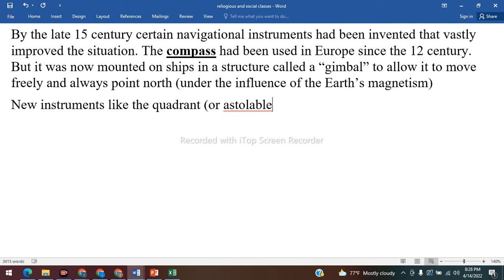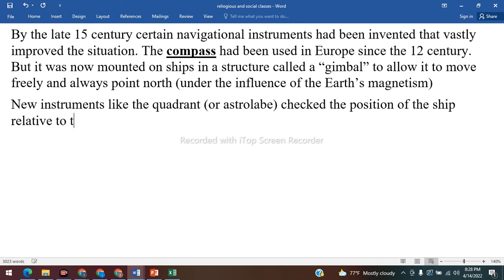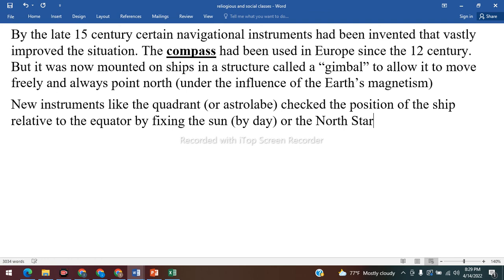It's also called astrolabe, not label. Astrolabe with the E. Okay, astrolabe. So new instruments like the quadrant or astrolabe check the position of the ship relative to the equator by fixing the sun by day, and then in the night, guess what they would use? The North Star by night, or above the horizon.